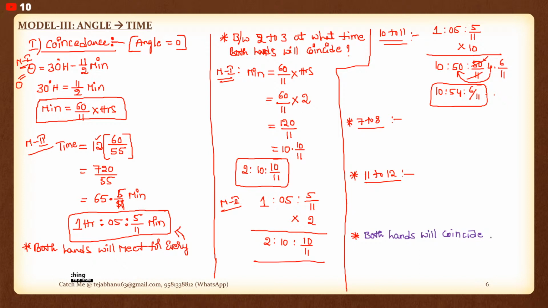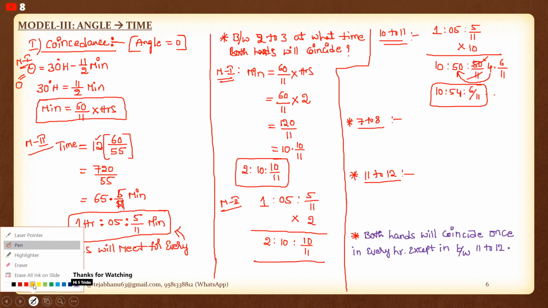Both hands will coincide once in every hour, except in between 11 to 12.